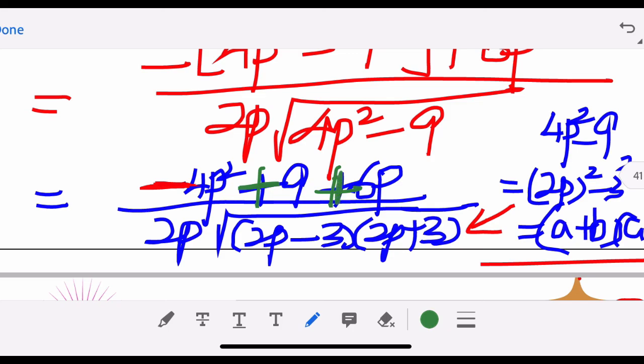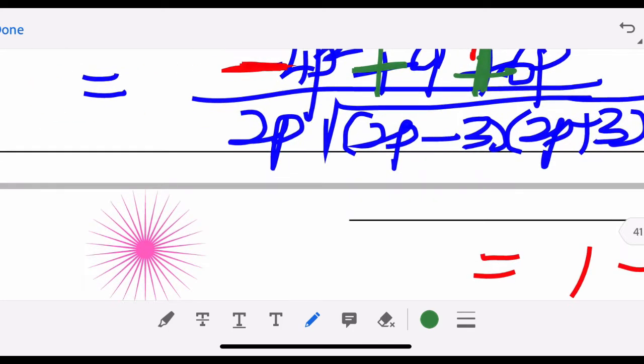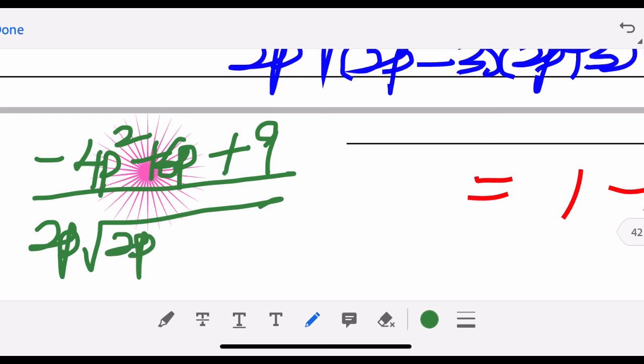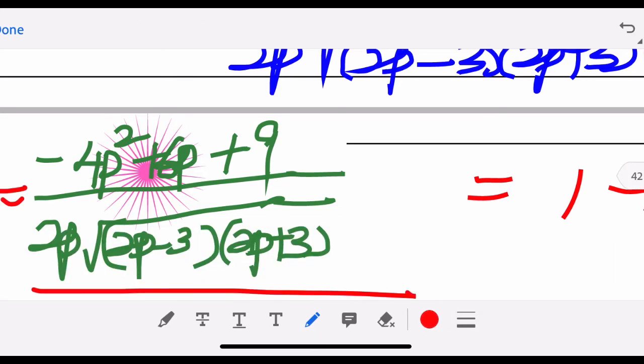If possible, we write in general form. That means we write the answer like this: negative 4p squared plus 6p plus 9 over 2p times the square root of (2p minus 3)(2p plus 3). So this should be the best answer. Always make sure the answer is in the simplest form, then you will be awarded full marks.